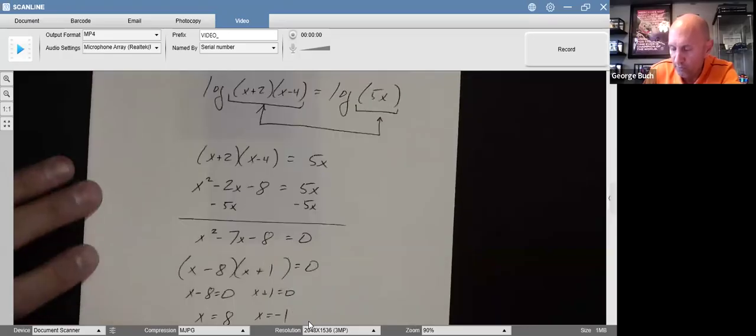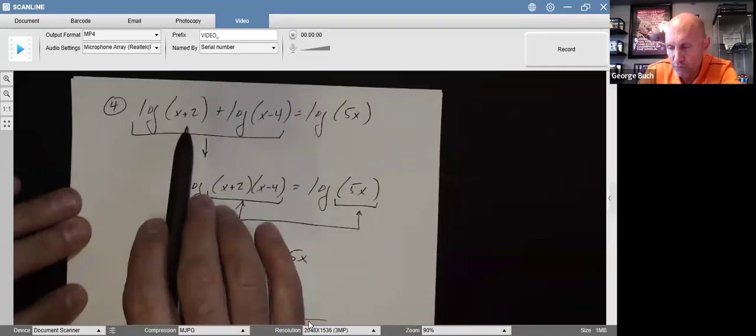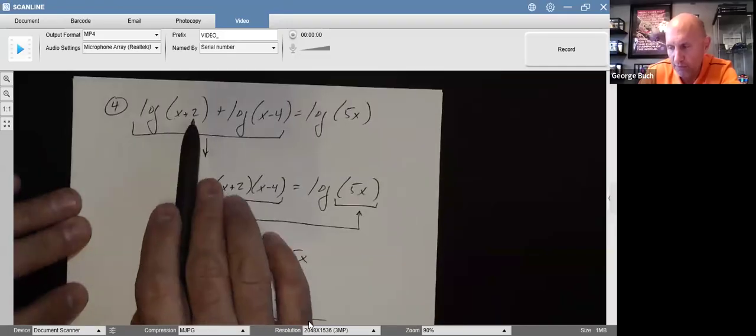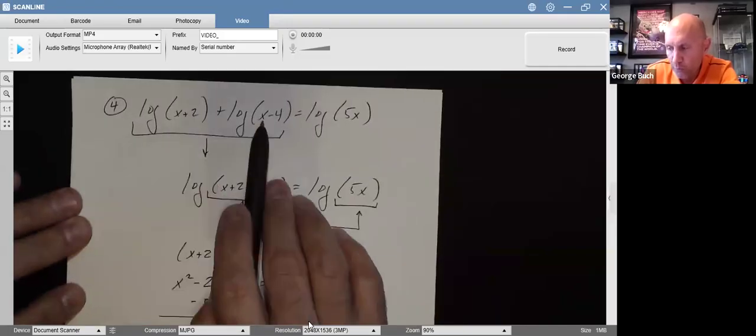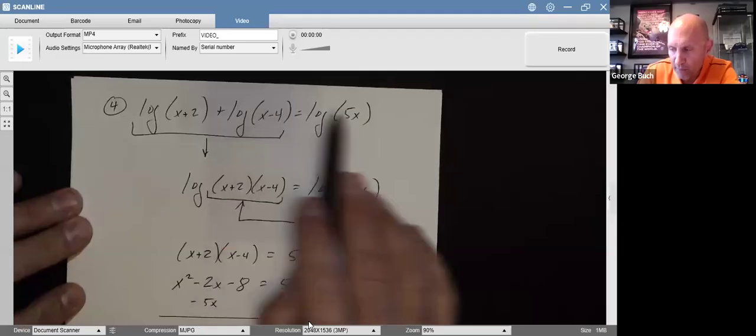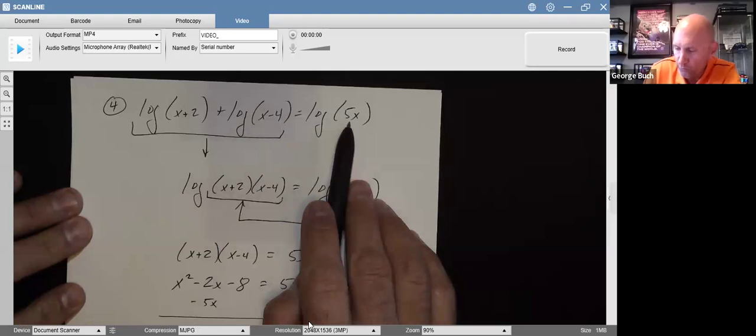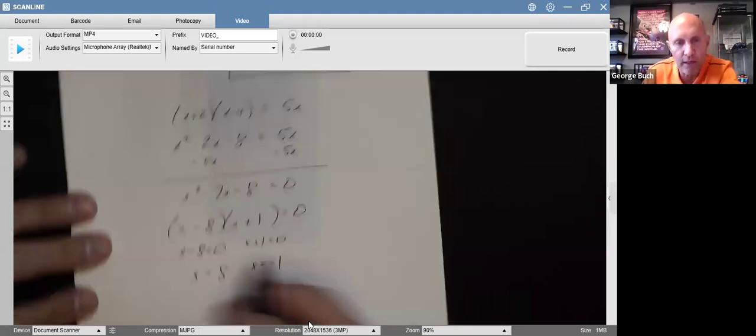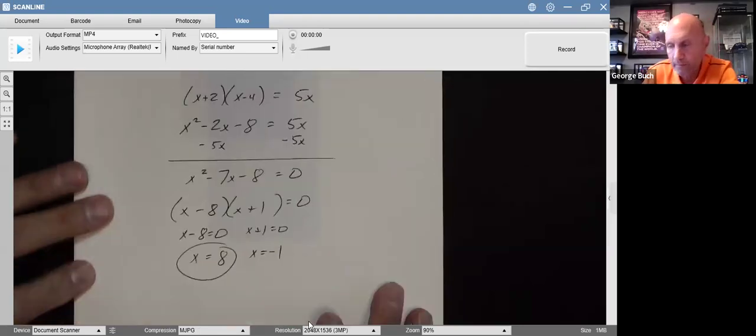So check x equals 8. If I come back to the original, 8 plus 2 is 10. That's bigger than 0. That's fine. 8 minus 4 is 4. That's bigger than 0. That's fine. 5 times 8 is 40. That's bigger than 0. So that's fine. So x equals 8 definitely works.